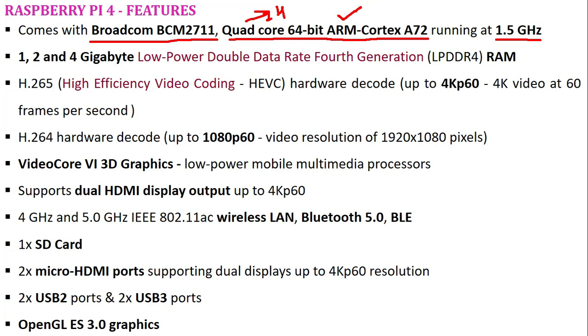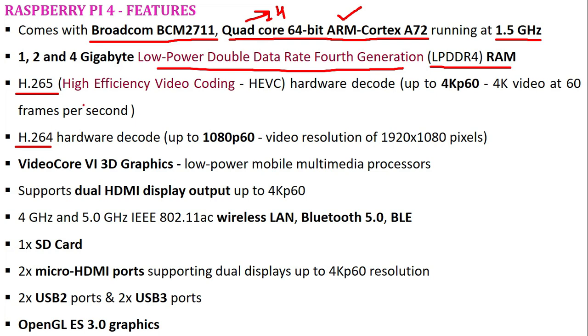In addition to this processor, this Raspberry Pi 4 module has a RAM memory, which is an LPDDR4 RAM memory, a low power double data rate 4th generation memory. It can support 1 GB RAM, 2 GB RAM or 4 GB RAM. Then we have a video codec. Two different standards of video codec are supported by this Raspberry Pi: one is H.265 and the other H.264.